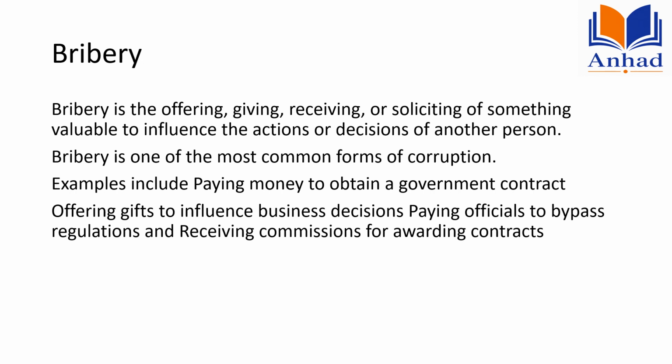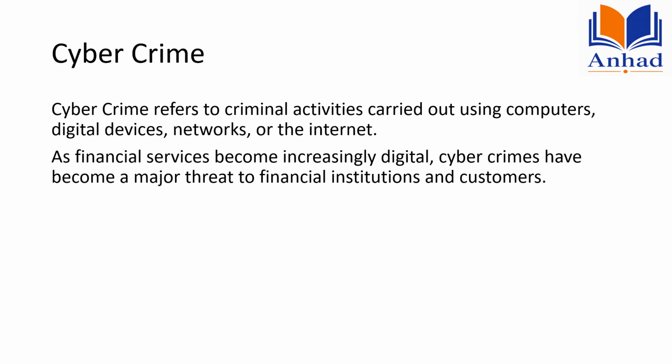Examples include paying money to obtain a government contract, offering gifts to influence business decisions, paying officials to bypass regulations, and receiving commissions for awarding contracts. Sixth kind of financial crime: cybercrime. Cybercrime refers to criminal activities carried out using computers, digital devices, networks, or the internet.